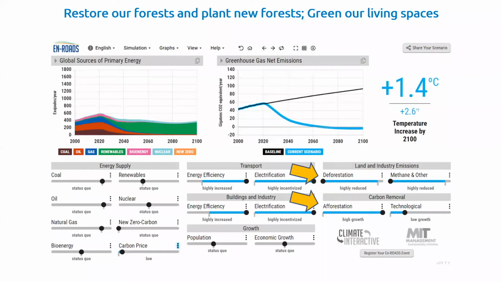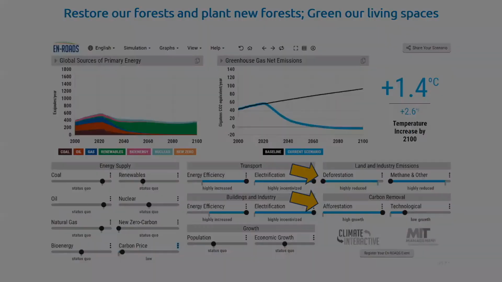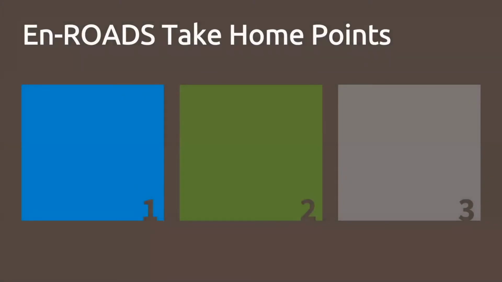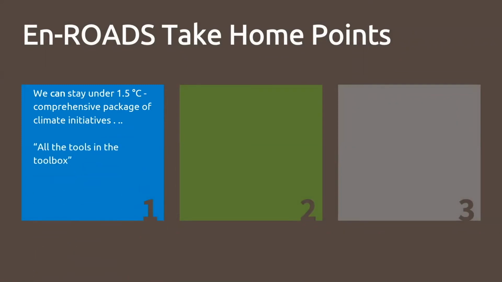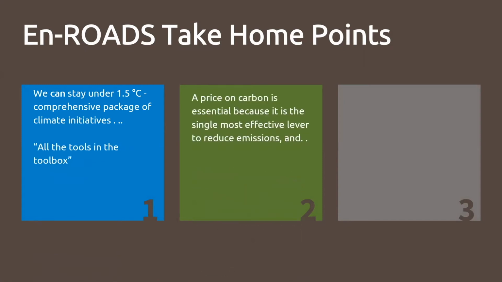And then we could restore our forests and plant new trees and green our living spaces, and definitely get under that 1.5 degrees C global temperature increase. So we can do this, but it's going to require a comprehensive package of climate initiatives. It's really all the tools in the toolbox.